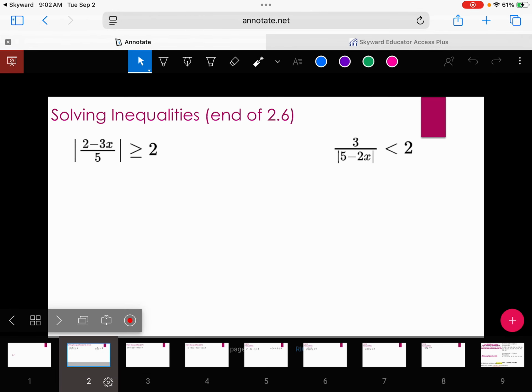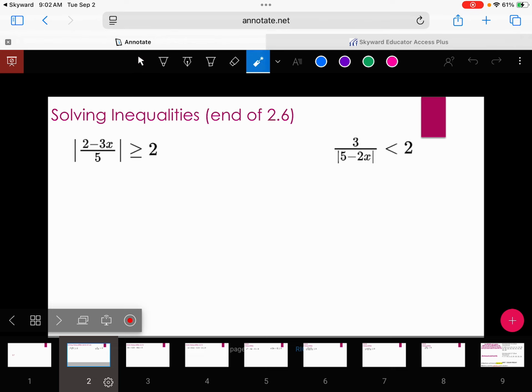All right. We are going to look at two more from 2.6. These are the last two because we didn't do any that had these kind of funky things. We have our absolute value, we've got a fraction, and we've got a greater than. So if we had our fraction where it was less than 0, greater than 0, that's a whole lot easier to deal with because we just care about when it's positive or negative. With these ones, we actually do need a little bit more information.